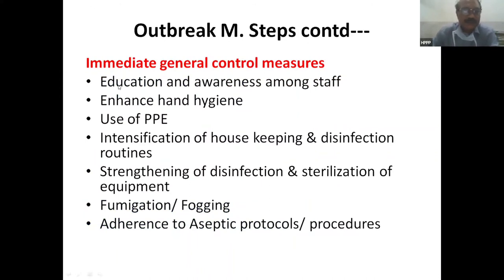Immediate general control measures. One must emphasize educating all healthcare workers on how to prevent infections. One should enhance hand hygiene practices, use of PPE, how to wear and how to dispose of it, intensification of housekeeping and disinfection routines, strengthening of disinfection and sterilization of equipment, fumigation and fogging, and adherence to aseptic protocol and procedures.